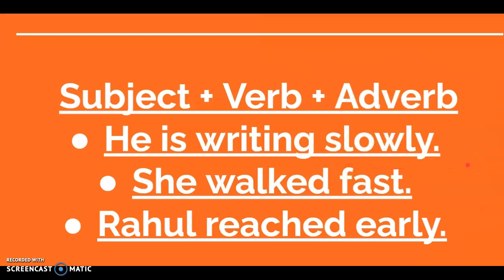Slowly is an adverb. She walked fast. She is the subject here, walked is the verb here, and fast. Fast is an adverb. How she walked? She walked fast. So fast is an adverb. Rahul reached early. Rahul is the subject here, reached is the verb, and early, sooner, late, these are adverbs. So this is the structure of subject, verb, and adverb.